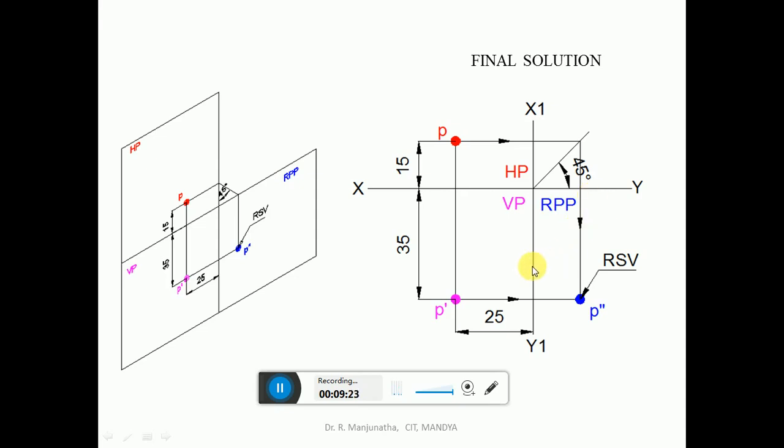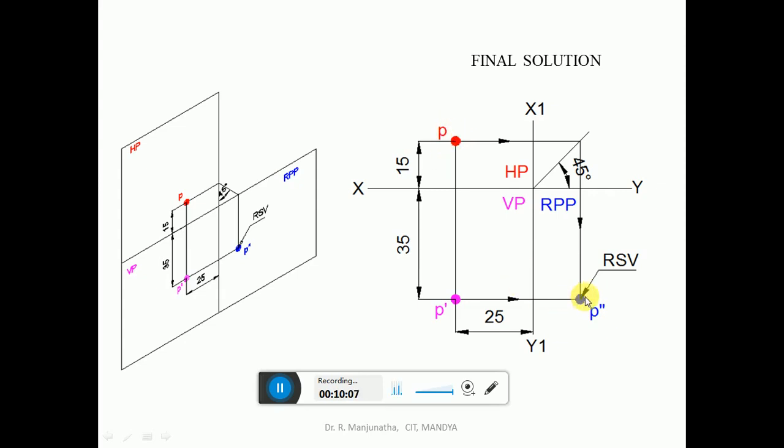Then the distance with respect to the profile plane, which is behind RPP, is seen in VP and also in HP. So you measure from the x1 y1 line 25 mm in VP and also 25 mm in HP, and draw a vertical projector which is a thin line. From the xy line you measure the distance below HP, which is 35 mm, and mark this point. Since the image is on the vertical plane, it will be P dash, that is the front view. Then the distance behind VP, which can be seen in HP, will be above the XY line. From here you mark the distance above the XY line of 15 mm and mark that point as P.